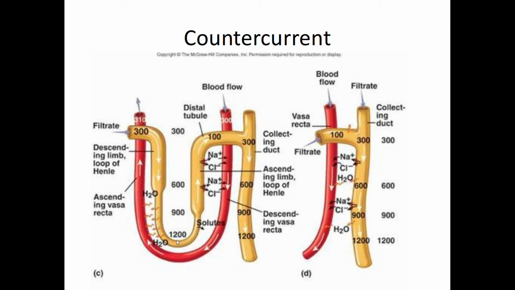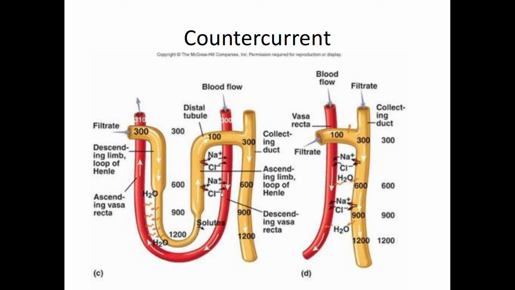Now, once we get down to this highest concentration area at the bottom, we're going to stop allowing water out. Instead, we're going to have ion channels that allow sodium and chloride out. So as it gets less concentrated, water can't leave, but sodium and chloride can, so we allow those back out. And by the time it actually gets up to the top, it's going to be less concentrated than it started at, but with a lot less water and a lot less salt.